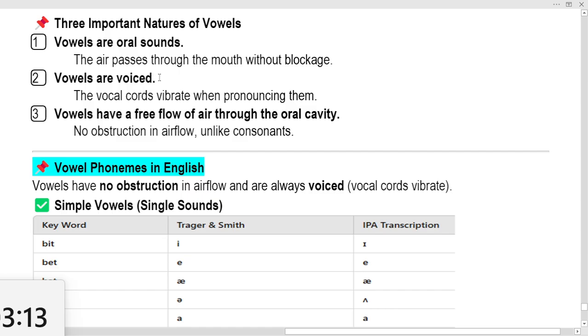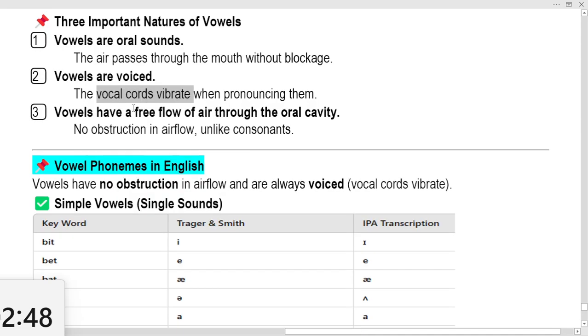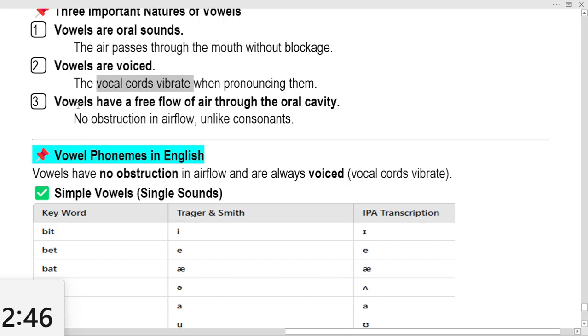Okay? Next, vowels are voiced. Ano ba ibig sabihin ng voiced? Kapag yung vocal cords nagva-vibrate. So, try nyo nga ang vowels, touch your throat, like right next to your Adam's apple lang. Say 1, 2, 3, go. A, E, I, O, U. Di ba nagva-vibrate yung throat natin? So, that's why vowels are always voiced.